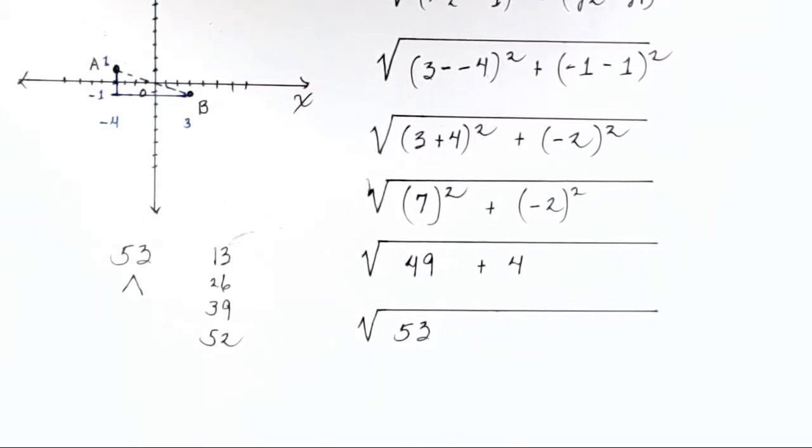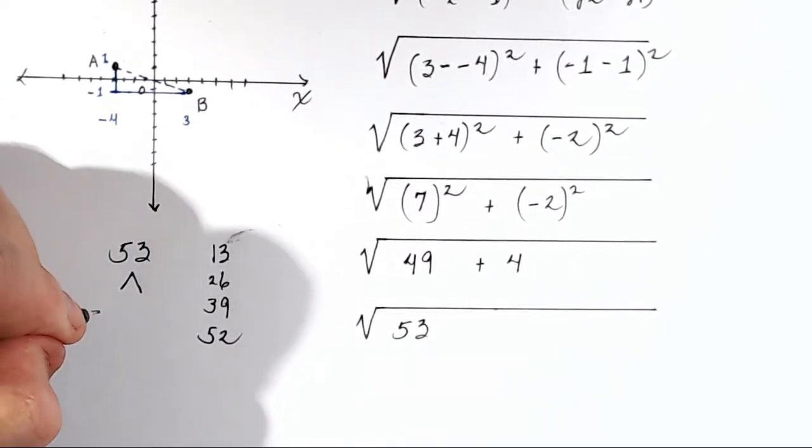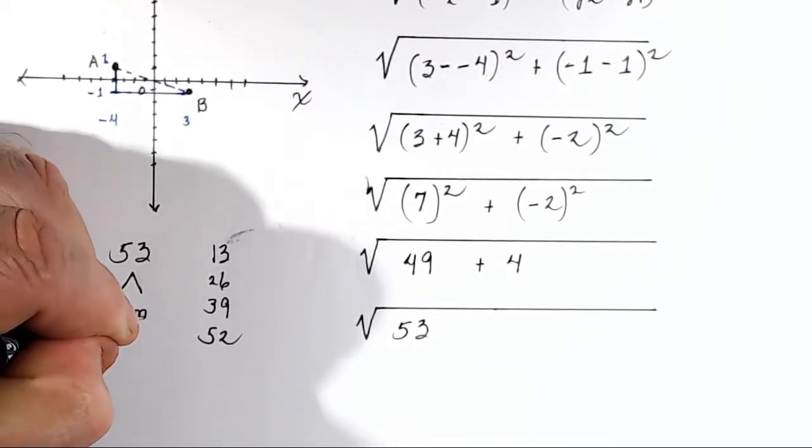Okay, so what else could it be divisible by? 15? Nope. It goes to 45, then it jumps to 60. 16, 17. Could it be divisible by 17? 17 times 3 is 51. Okay, so no. So we're running out of numbers, you see. Here's the thing. We've done this in our heads. We've worked it out. 53 is a prime number. So 53 is prime. It cannot be factored.